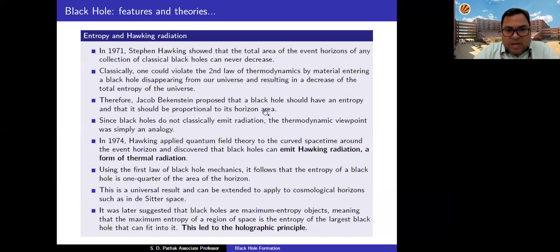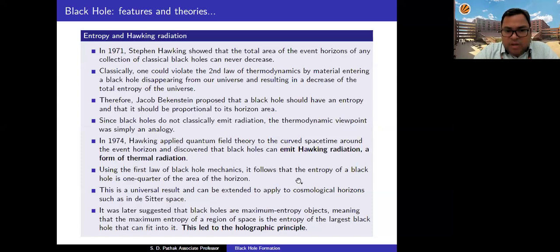Bekenstein and Hawking gave the conjecture that entropy depends on the horizon area. Classically, according to classical thermodynamics, the black hole does not emit any radiation. But Hawking used quantum mechanical effects and developed the mathematical theory that the black hole should radiate thermal radiation. Finally, it will evaporate.